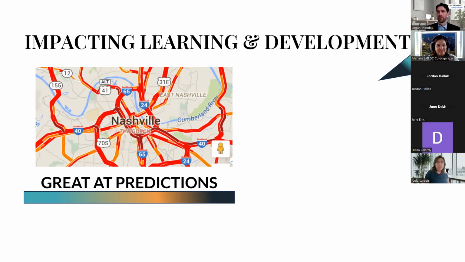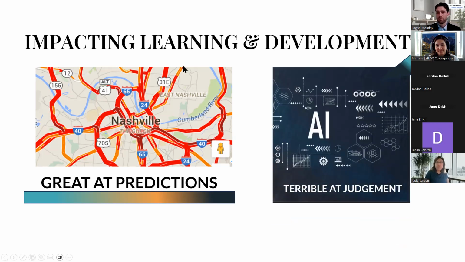It's like asking Google Maps or Waze, hey, the internet's blocked. What's another way to get there? And Google Maps or Waze says, okay, go through the school zone at 3:30 on a Friday. It's like, that's not what you want. That's terrible judgment. But it's great at predicting that there's a problem. And that's just based on the data that's there. So you have to use your judgment when you see it.